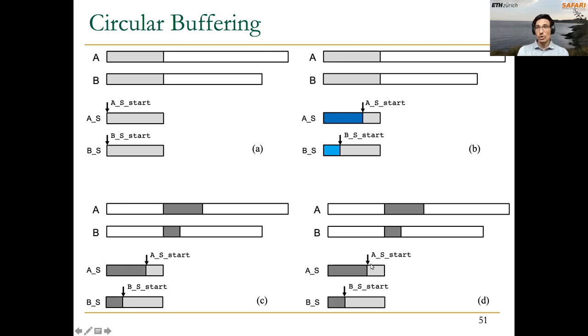Observe that now threads will have to start searching for values in these tiles where the corresponding pointers AS start or BS start indicate. So in the next iteration, probably the threads consume this part here for array AS and this part here for BS, and we update the AS start and BS start correspondingly.